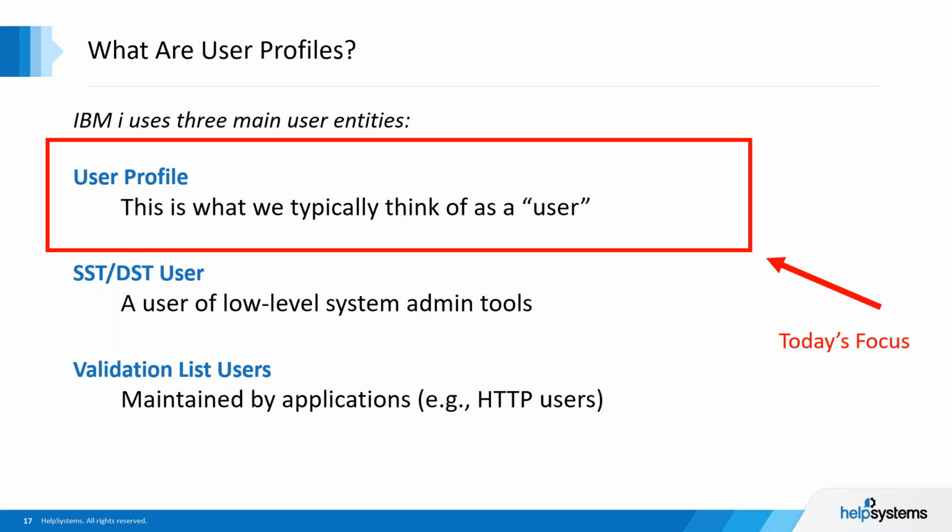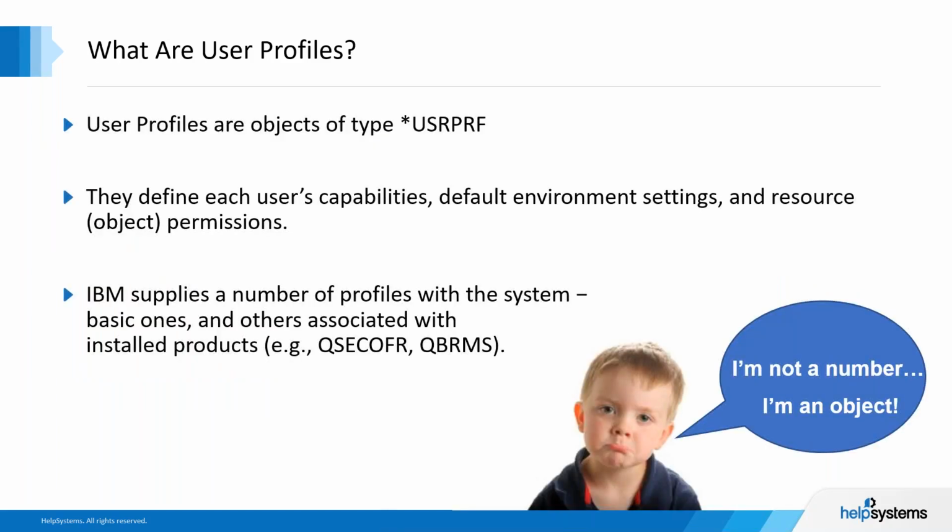Today's focus is going to fall on the traditional type of user because for an administrator account, for example, this is typically where we're defining it, and this is where we see a lot of assignment of privileges that perhaps might be questioned. So a traditional profile is actually an object on the system. It has a type of *USRPRF, much in the same way a file is an object and a program is an object. It's just a different type.